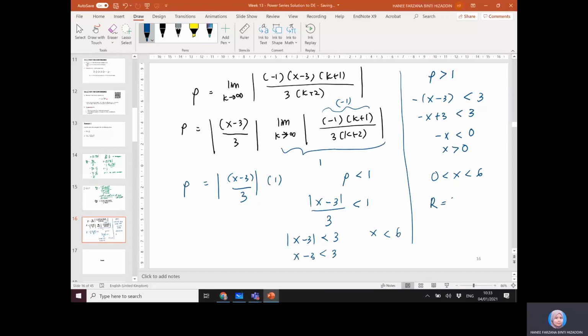The radius of convergence is thus 3 because you know the series converges from x equals 0 until x equals 6. So the midpoint is 3. This is the center of the whole thing.